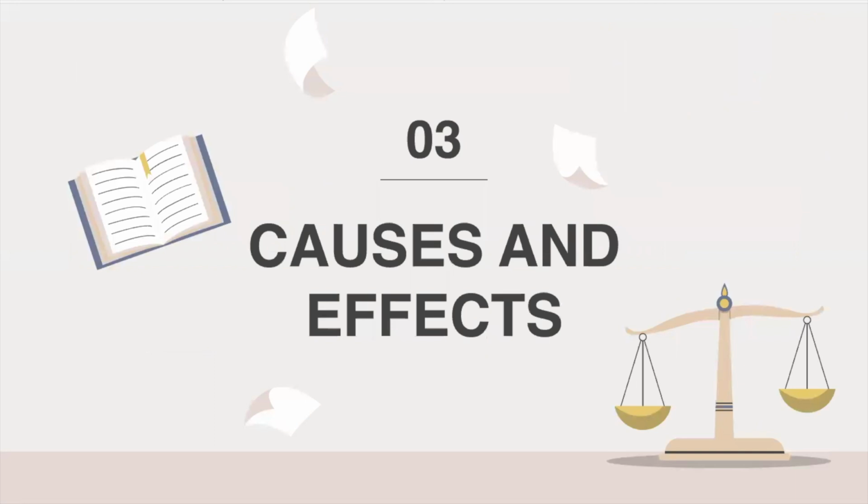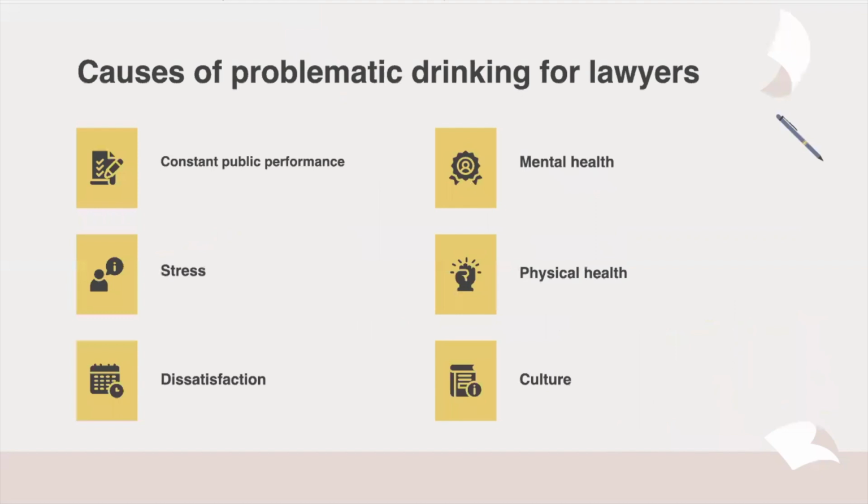So now we're going to discuss the causes and effects. So some causes of problematic drinking include the constant public performance that comes with the job. This includes going to court, talking to clients, and talking to other lawyers consistently. This also goes hand in hand with the next point, stress. The job is notoriously stressful, and this can lead to drinking as a sort of relief for a lot of lawyers.